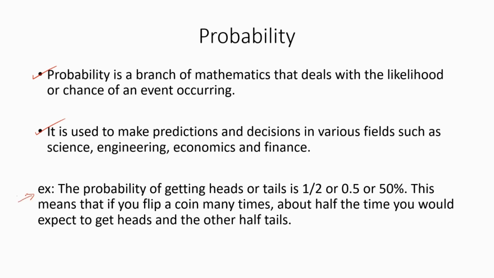This is a very common example when it comes to probability. The probability of getting heads or tails is 1 over 2, or 0.5, or as a percentage 50%. This means that if you flip a coin many times, about half the time you would expect to get heads and the other half tails.